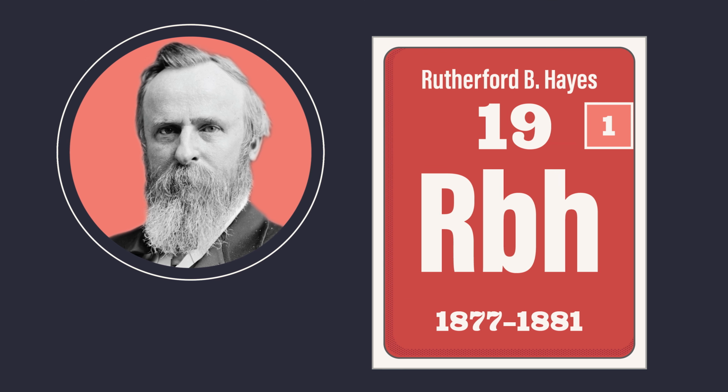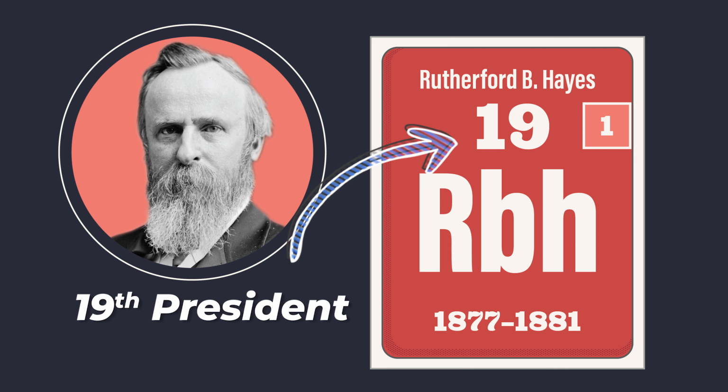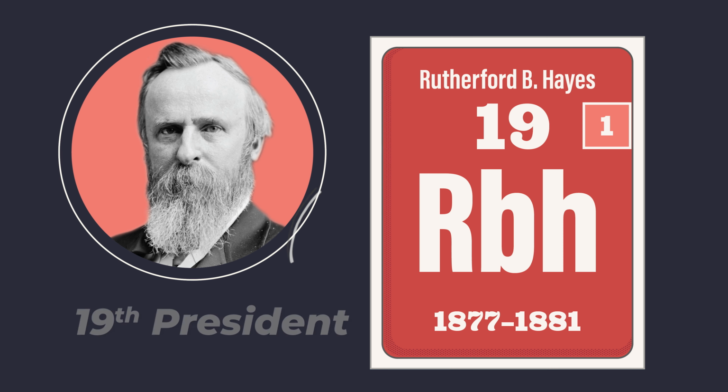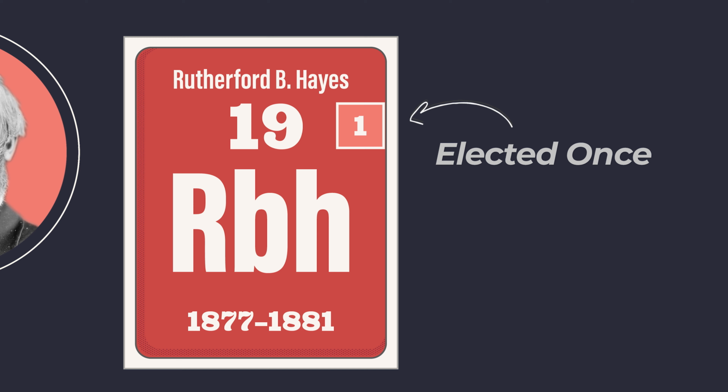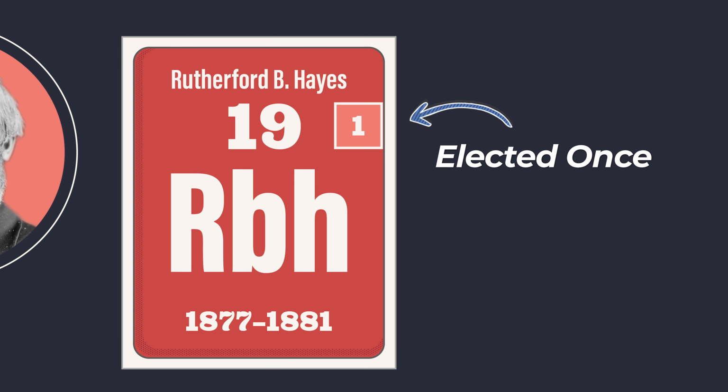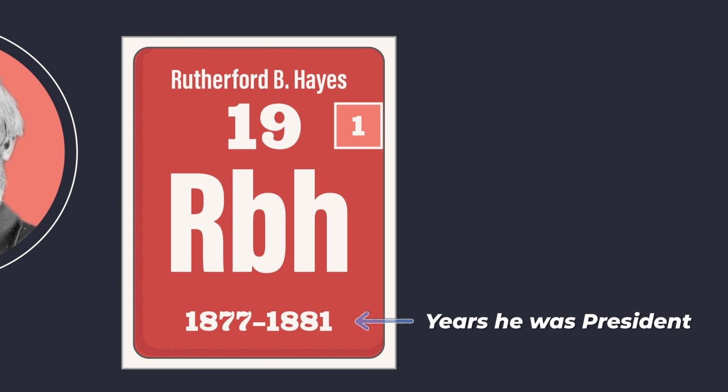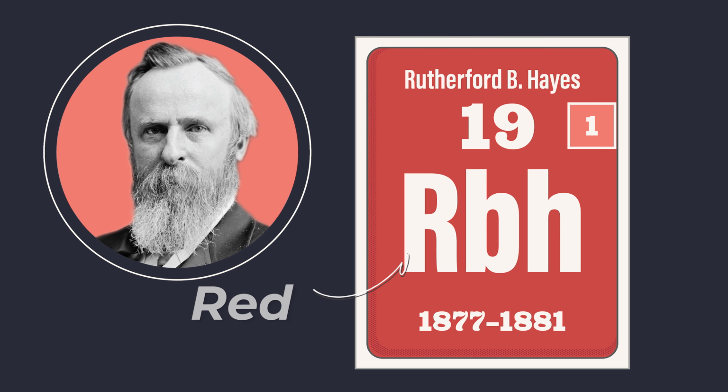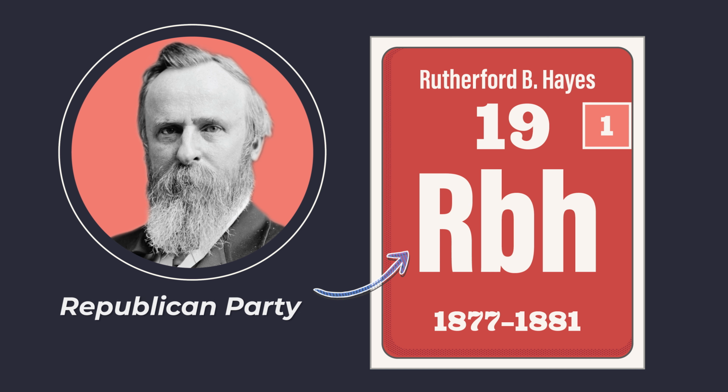Taking a look at his cell, the 19 in the top center of the cell indicates that Hayes was the 19th president. The 1 in the top right of the cell displays the number of times Hayes was elected to the presidency, and the years of his presidency, 1877 to 1881, are displayed at the bottom of the cell. The cell is also red, as Hayes was a Republican.